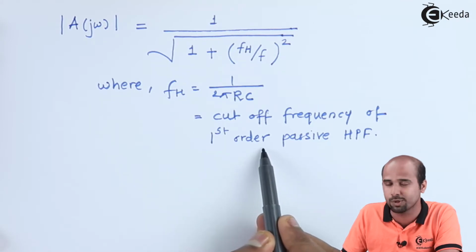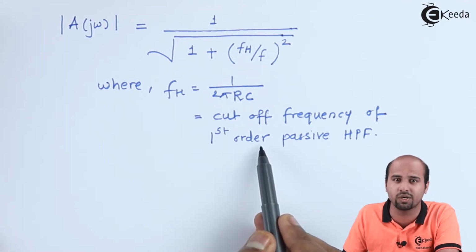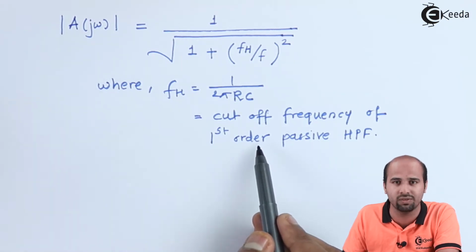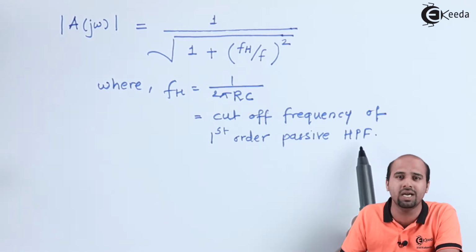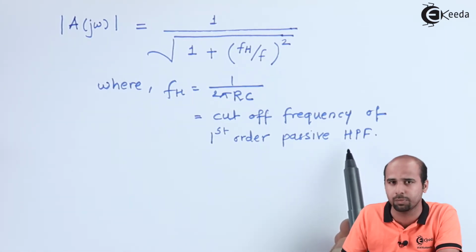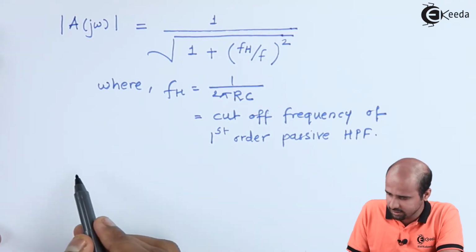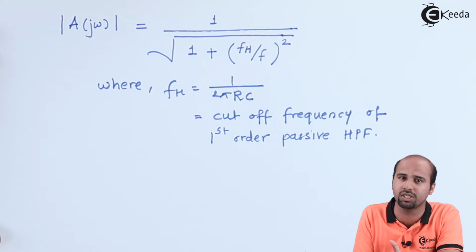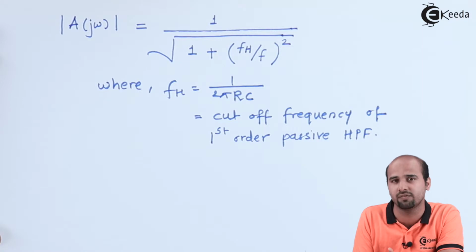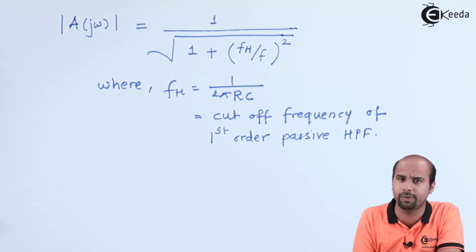This is first order because only one RC circuit is there, and the power of s in the transfer function is only 1, and that is why we are getting the first order. Passive because we are having only R and C, no active devices are there in the circuit. We will decide what cases we are looking for. If f is less than fh, what's the variation in the gain? If f is much greater than fh, what is the value of A? If f is equal to fh, what will be the value of gain? That's how we will get the variation of the gain with respect to frequency.